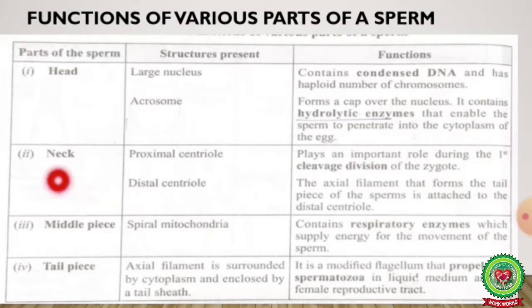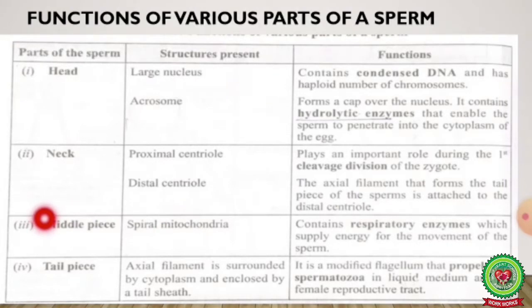Now, the next is neck, which contains two kinds of centriole. One is proximal centriole and another is distal centriole. Now, proximal centriole plays an important role during the first cleavage division of the zygote, and the distal centriole forms the axial filament that forms the tail piece of the sperm and is attached to the distal centriole.